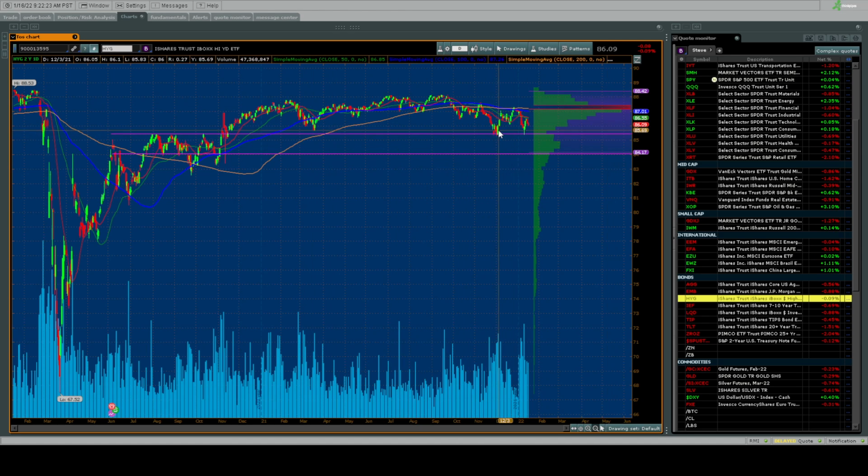So it comes down here, hits the supply zone where buyers are at, comes down, hits the supply zone where buyers are at, and now price is rolling over and heading down. If it breaks below there, well, there's not a lot of buyers left.